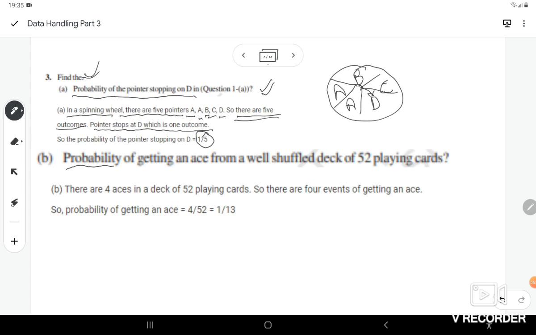The next part of the question says probability of getting an ace from a well shuffled deck of 52 playing cards. You must be knowing what playing cards are. There are 52 playing cards and ace means A. So there are 4 different types of ace.